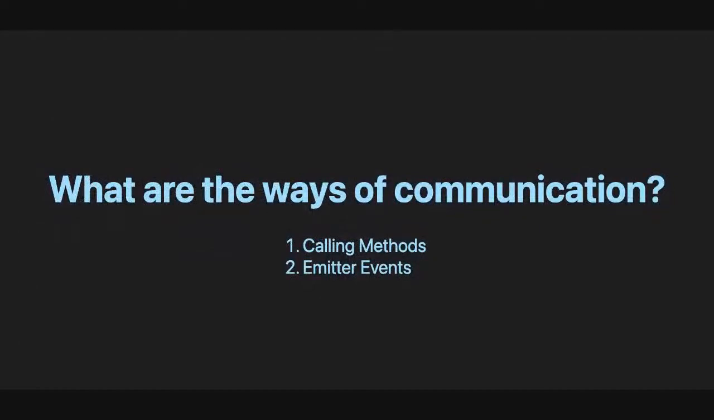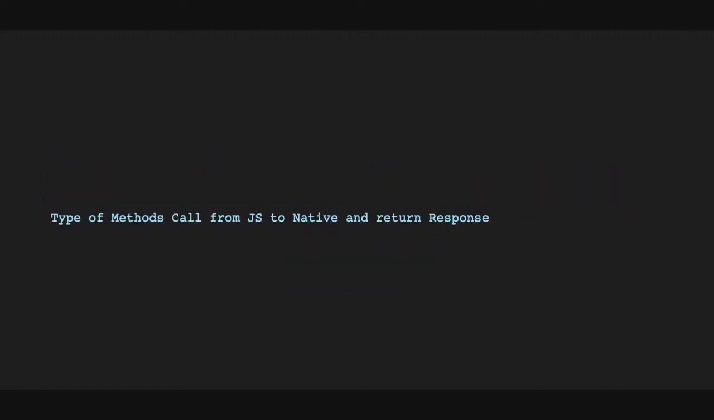Now we will see what are the ways of communication between React Native and the native side. First, we can invoke a method from React Native to the native side. Second, we can use the emitter event that can be sent from the native to React Native. Now we will see what are the types of methods we can call from JS to native and how they will return the response.